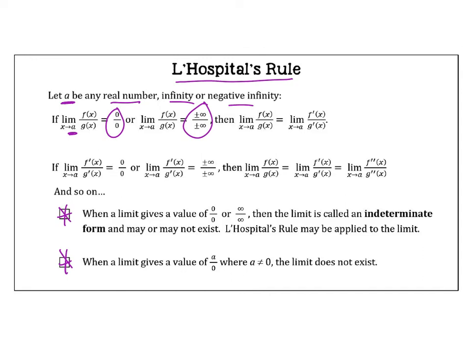So again, especially this one, when a limit gives a value of a over 0, then the limit's just not going to exist. We have a number over 0. However, when a limit gives a value of 0 over 0 or infinity over infinity, then the limit is called an indeterminate form, and it may or may not exist. Then it tells you L'Hopital's rule may be applied. So let's keep in mind we're looking at these forms here. That's important.